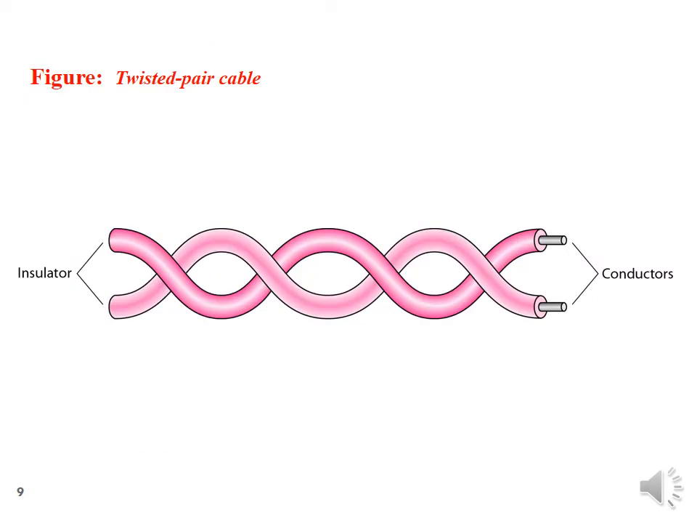This figure is an example of a twisted pair cable. Here you can see two copper wires which are separately plastic insulated and they are twisted together. So this is a diagrammatic representation of a twisted pair cable.